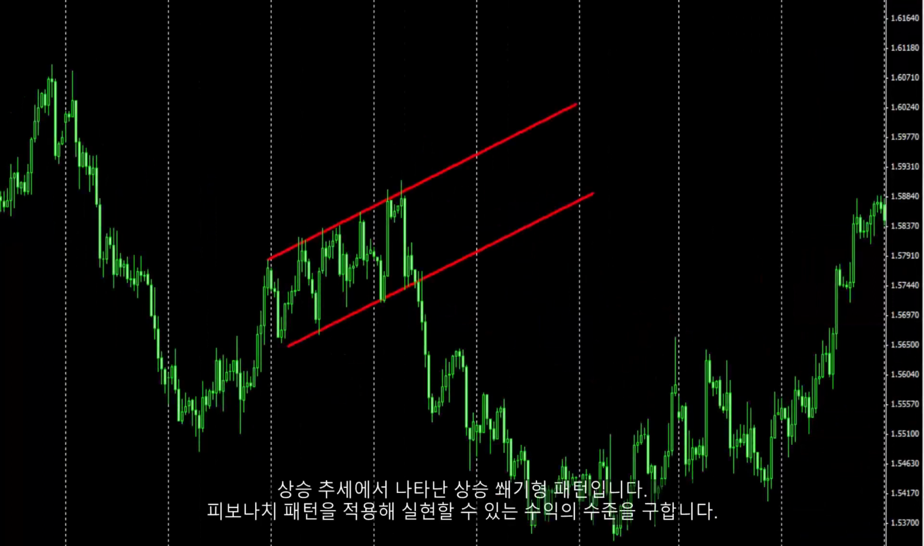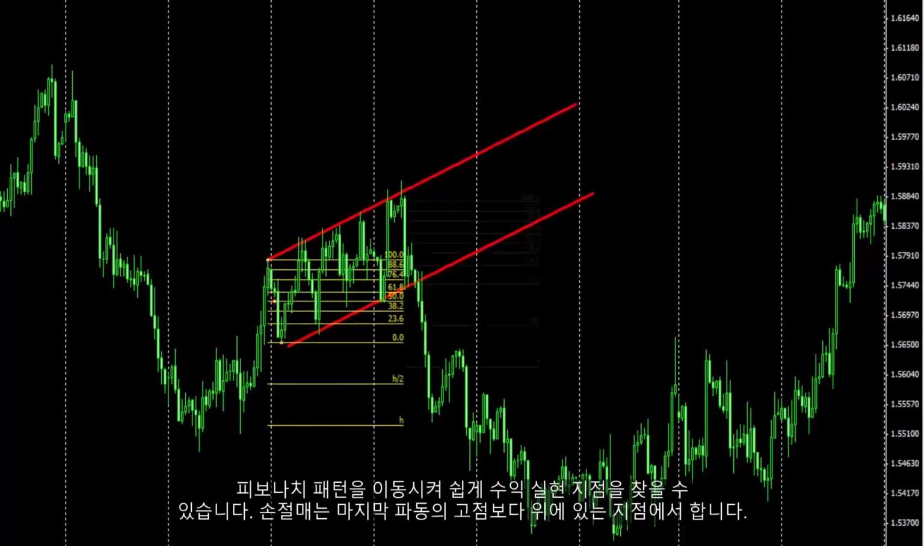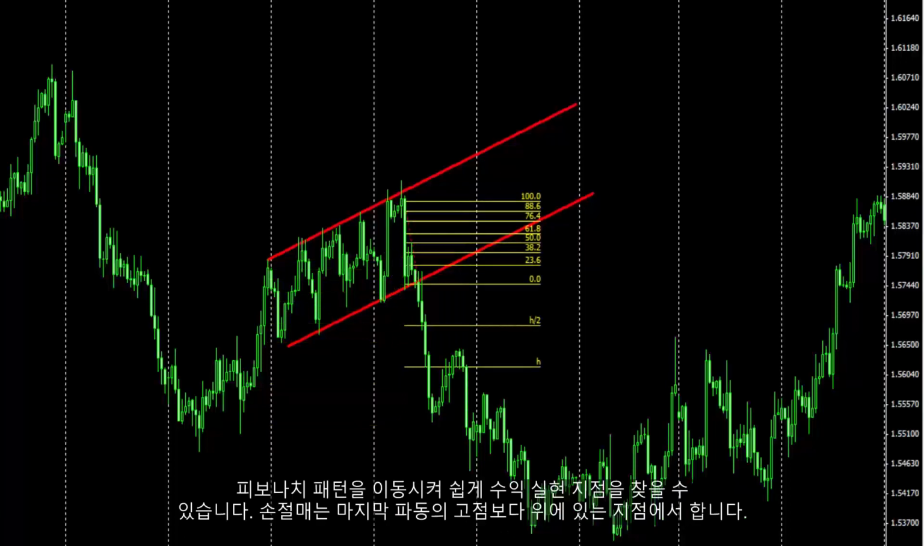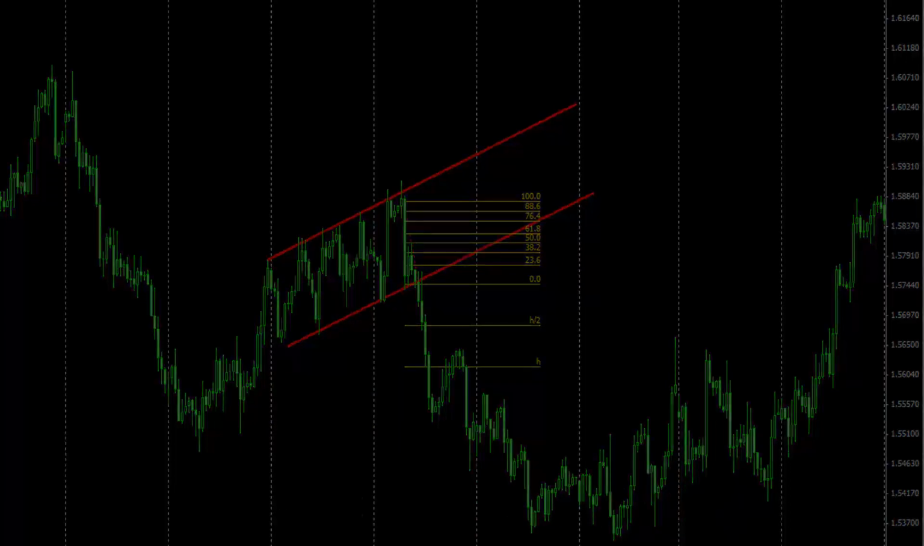TP amount can be calculated by drawing a Fibonacci pattern. By relocating the Fibonacci pattern, TP price can be derived easily. SL is above the peak of the last wave.